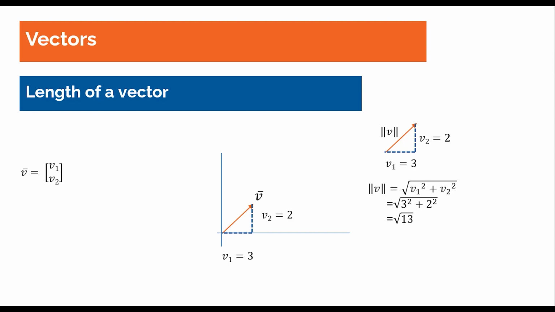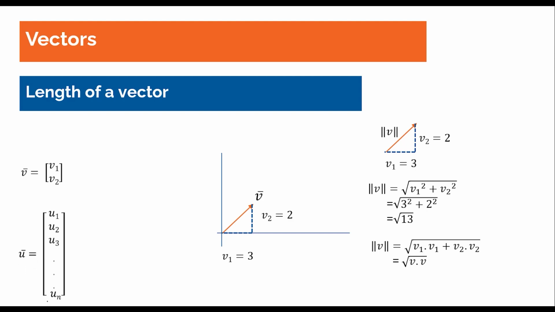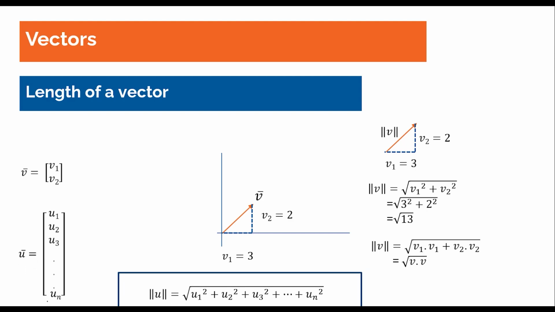We show the length of a vector with two vertical bars on each side of the symbol. And if you rearrange this equation, you can find out that the length of a vector is actually the square root of the dot product of a vector by itself. We have shown this in two-dimensional plane, but it is generalized to higher dimensions. So it doesn't matter how many entries our vector has. The length of a vector is always the square root of the sum of the squares of entries.